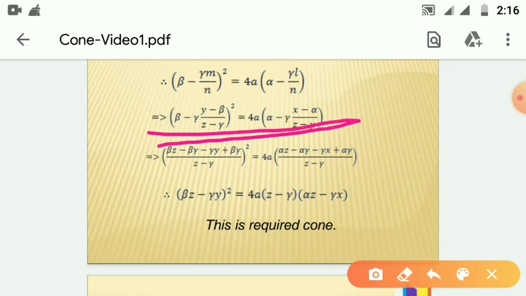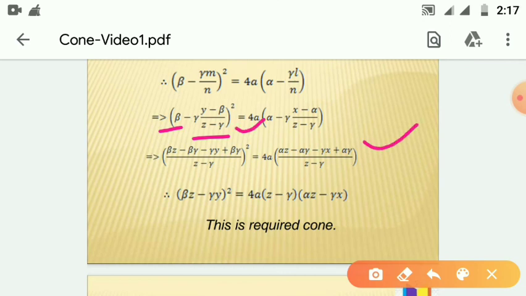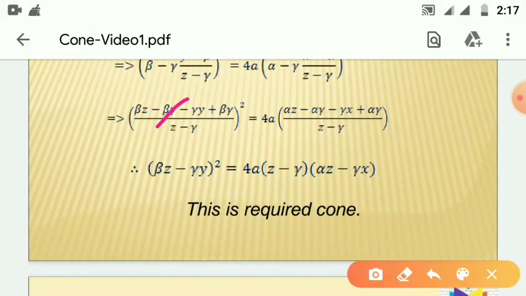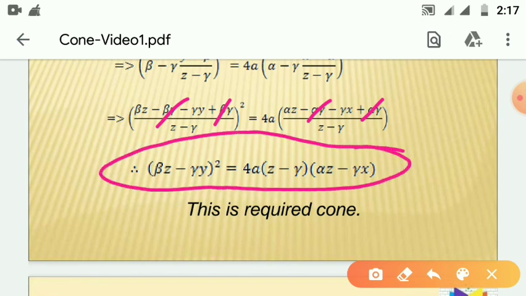Taking these two values of m by n and l by n in this equation, we will get like this. On simplification, we get beta into (z minus gamma) is equal to beta z minus beta gamma, minus gamma into (y minus beta), that means minus gamma y plus beta gamma, and in the same way here also. So minus beta gamma will be cancelled with beta gamma and minus alpha gamma will be cancelled with alpha gamma. Therefore, by taking LCM both sides and simplifying, finally we will get like this: (beta z minus gamma y) whole square is equal to 4a into (z minus gamma) into (alpha z minus gamma x). This is the equation of the required cone.